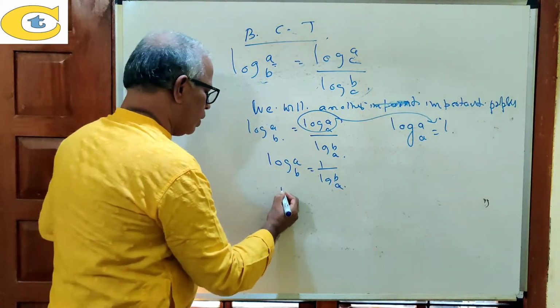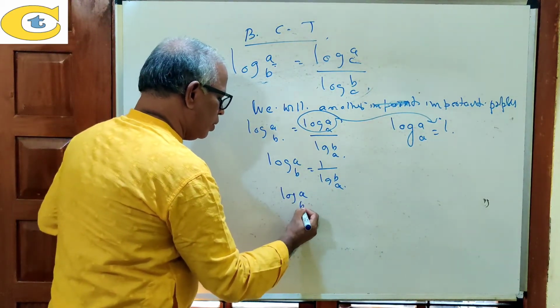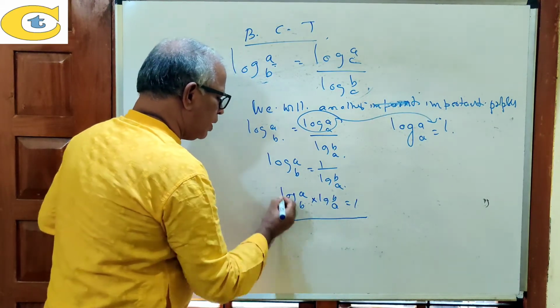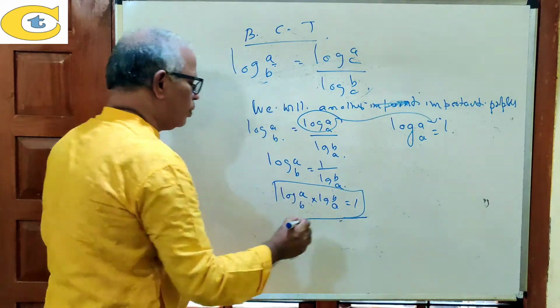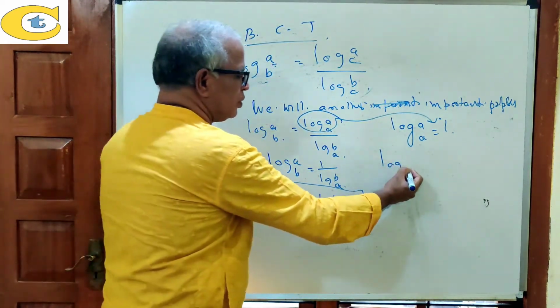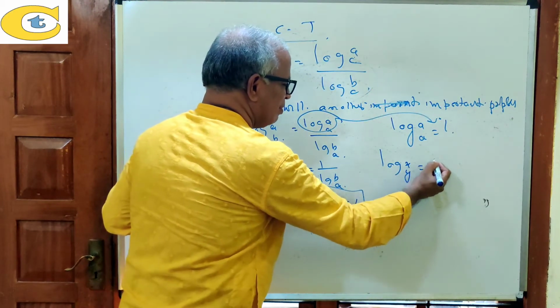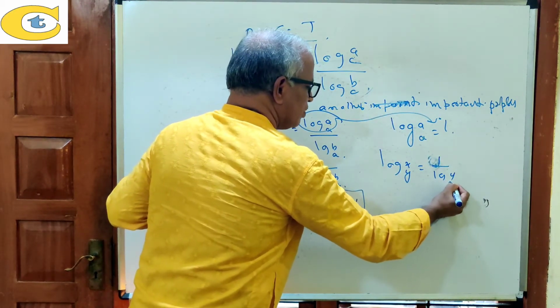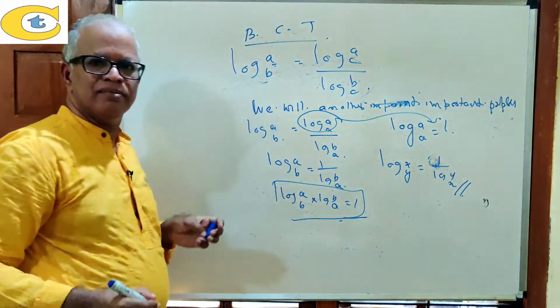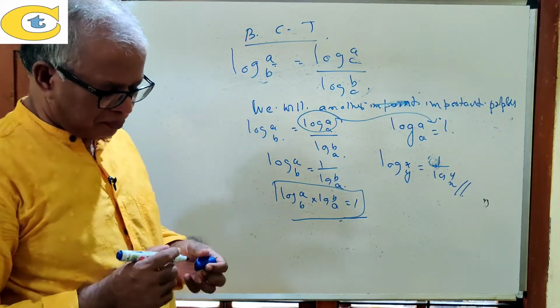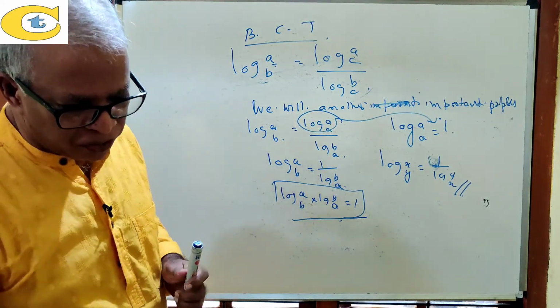Very important. Logarithm of a to the base b into logarithm of b to the base a is equal to 1. This is applied many times. This is the inverse relation. Logarithm of x to the base y, listen students, is equal to 1 by log of y to the base x. Right? One more rule. Supplementary rules.